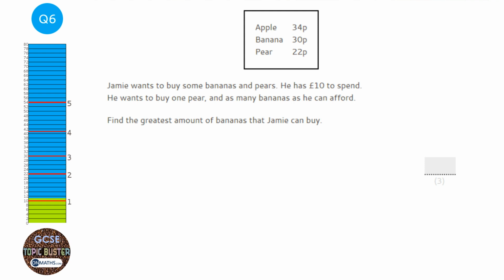Otherwise, let's get started. So I'm just going to go through the question first to figure out what it's asking me. So it says we've got £10 to spend, or Jamie has £10 to spend. He wants to buy one pear and as many bananas as he can afford. Okay, so the first thing I notice is there's no apples in the question, so we can get rid of that piece of information.